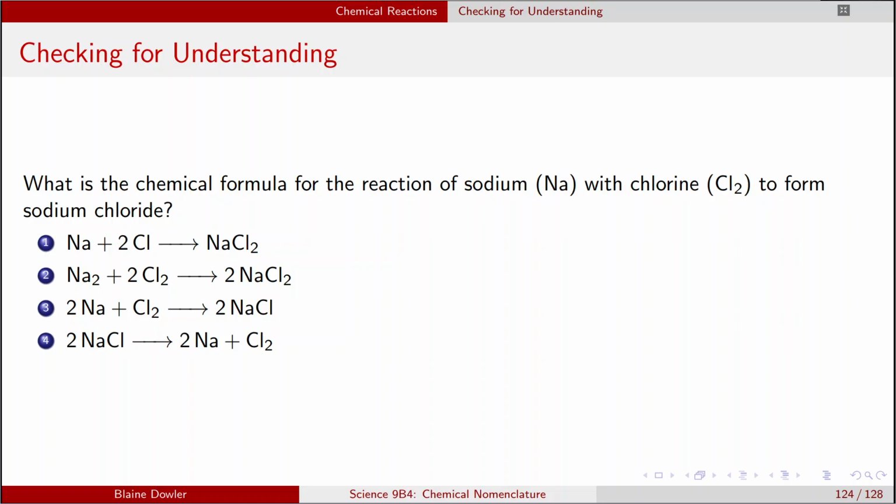Well, the question tells us we're starting with Na and with Cl2. Option 3 is the only one that actually has that starting point. Option 1 doesn't have Cl2, it has Cl. Option 2 has Na2. And option 4 has the reaction reversed. That's what we call a decomposition reaction.